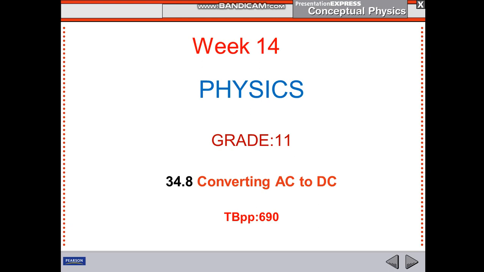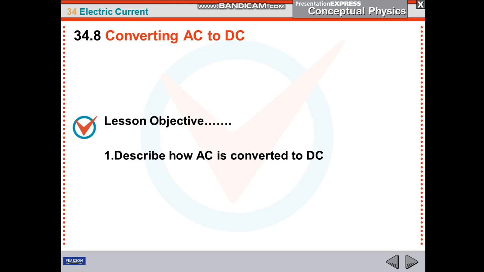Hello students, week 14 physics for grade 11, chapter 34, lesson number 8, converting AC to DC, textbook page 690. At the end of the lesson, you will be able to describe how alternating current is converted to direct current.